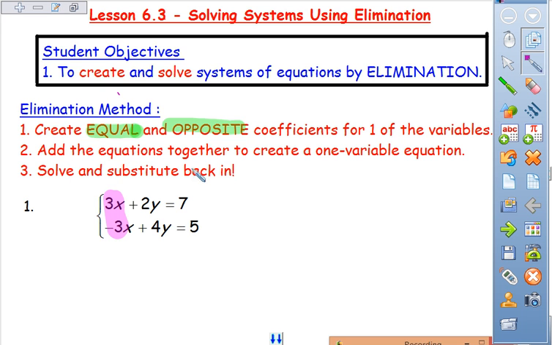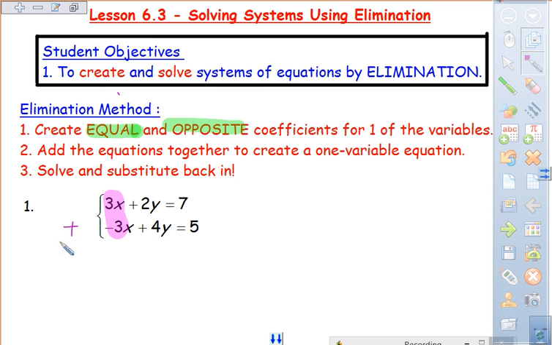Add the equations together to create a one-variable equation. So I'm just going to turn that into an add. 3 and negative 3 make 0. 2y and 4y make 6y. And 7 and 5 make 12. Solve. Y is equal to 2.